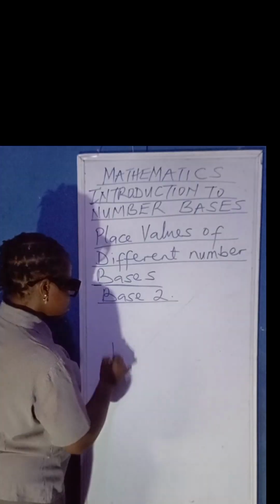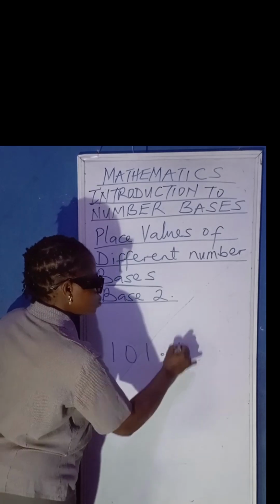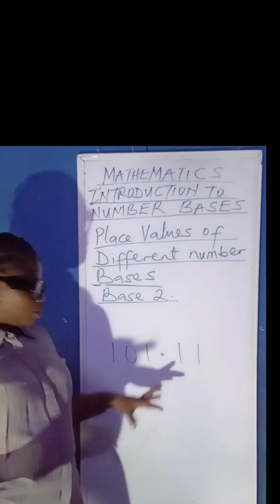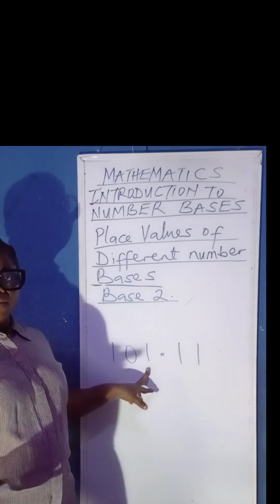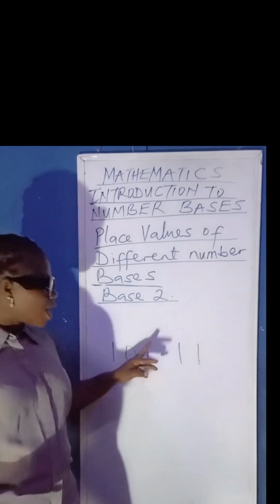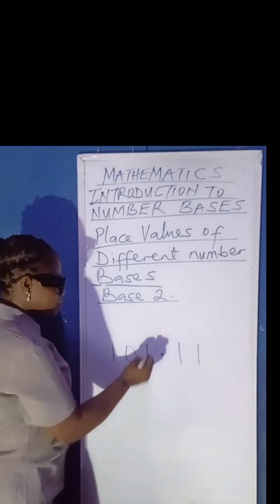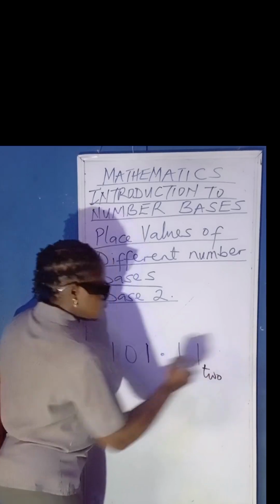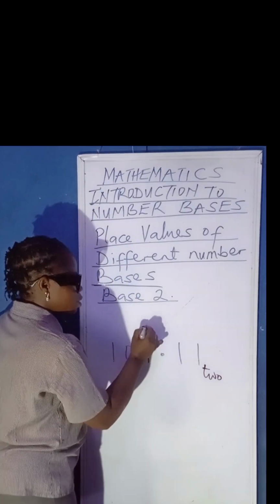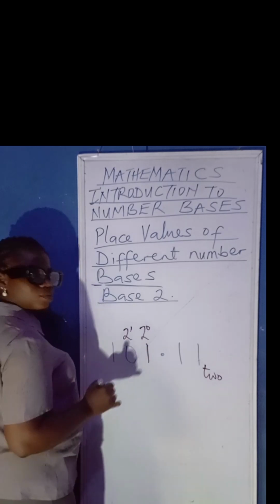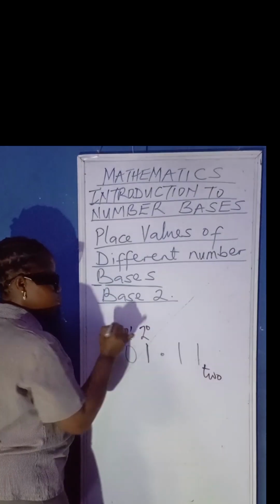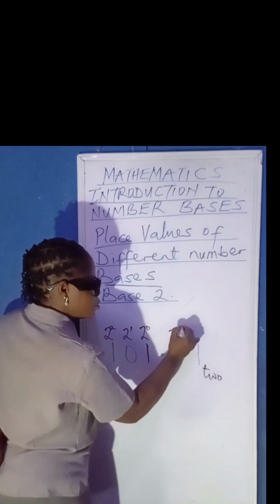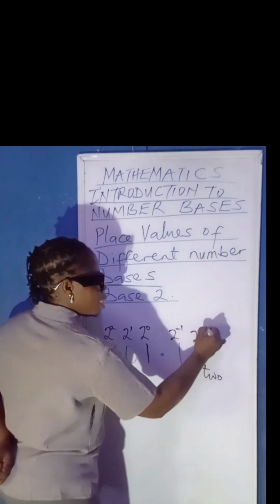Let's go. 101.11 in base 2. Let's place value on it. We start with the unit. The decimal point is always at the back of the unit. Because this is a number in base 2, this is going to be 2 raised to power 0. This is 2 raised to power 1. This is 2 raised to power 2. Going to the bicimals, this is 2 raised to power minus 1. And this is 2 raised to power minus 2.